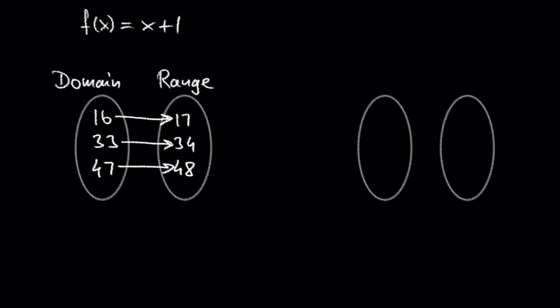To find the inverse function of f of x, we interchange the elements in the domain with the elements in the range. So the elements 16, 33, and 47 from the domain are going to be the elements of the range. And the elements from the range 17, 34, and 48 are going to be the elements of the domain.